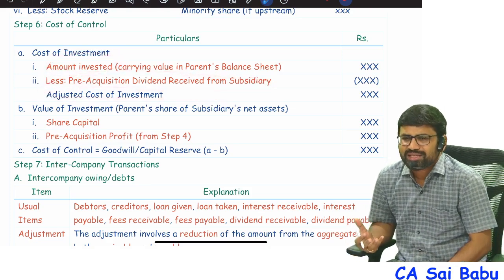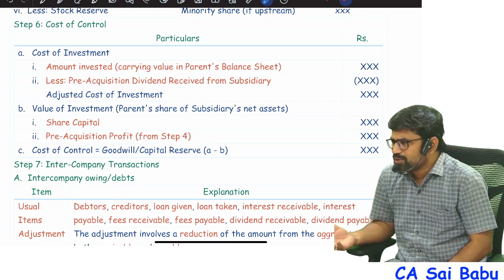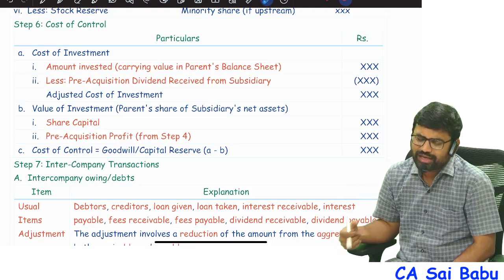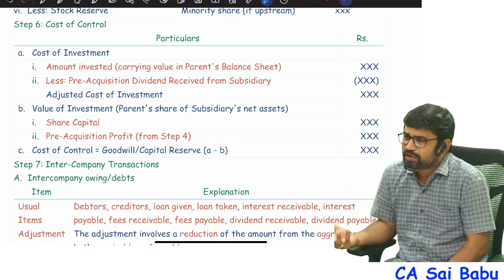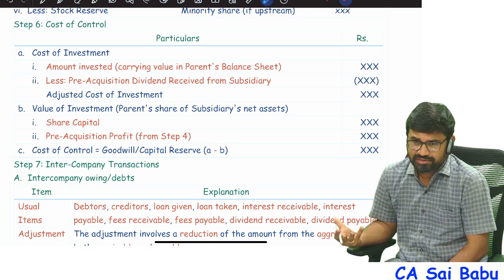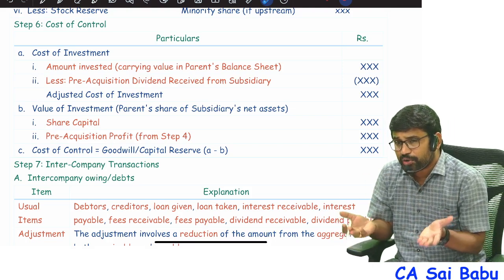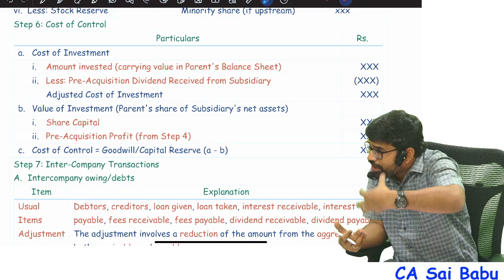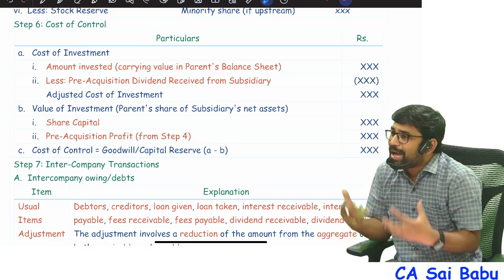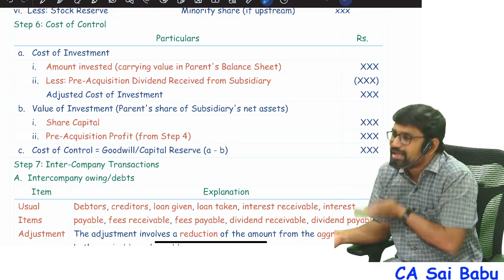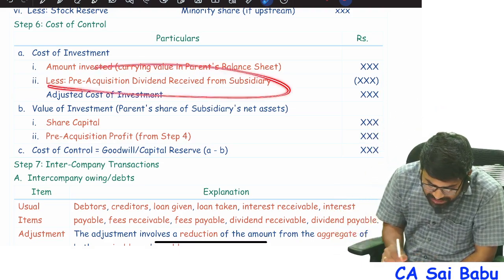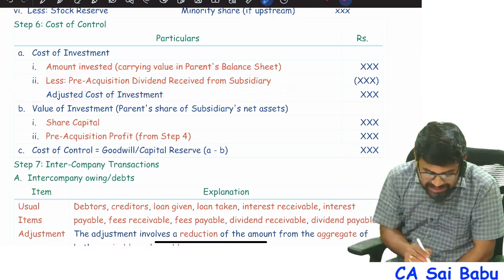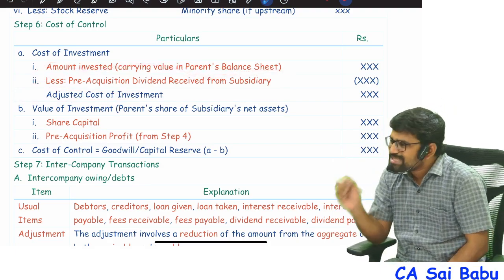Sir, why? Already I told you, in the subsidiary company, whatever the profits are already there at the time of acquisition, the nature of those profits are capital profits. You don't have any investment till that point of time, but now you are getting rights on those profits also. Without having investment, if you get a right on any profits, they are what? Capital profit. They will be adjusted to cost of investment. That's why if you receive any dividend from subsidiary, from which profits? Pre-acquisition profits, adjusted to cost of investment.